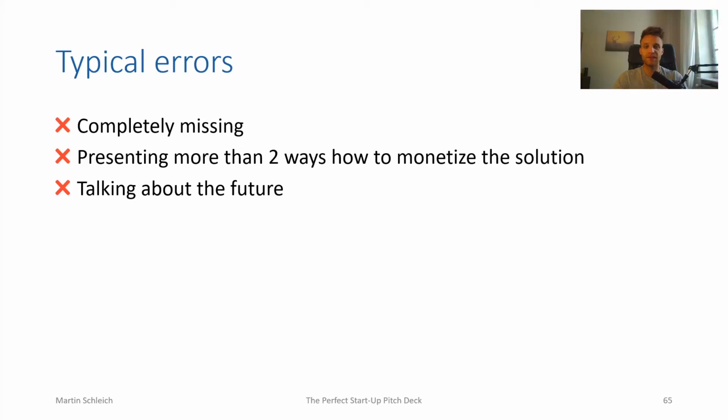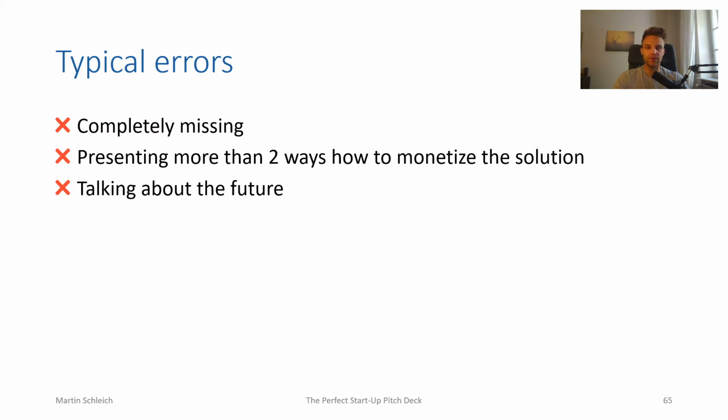So now let's discuss the typical errors of the business model slide. One very common error is that it is completely missing. And I think that's the worst error of all business slide errors out there. You should have a business model slide.